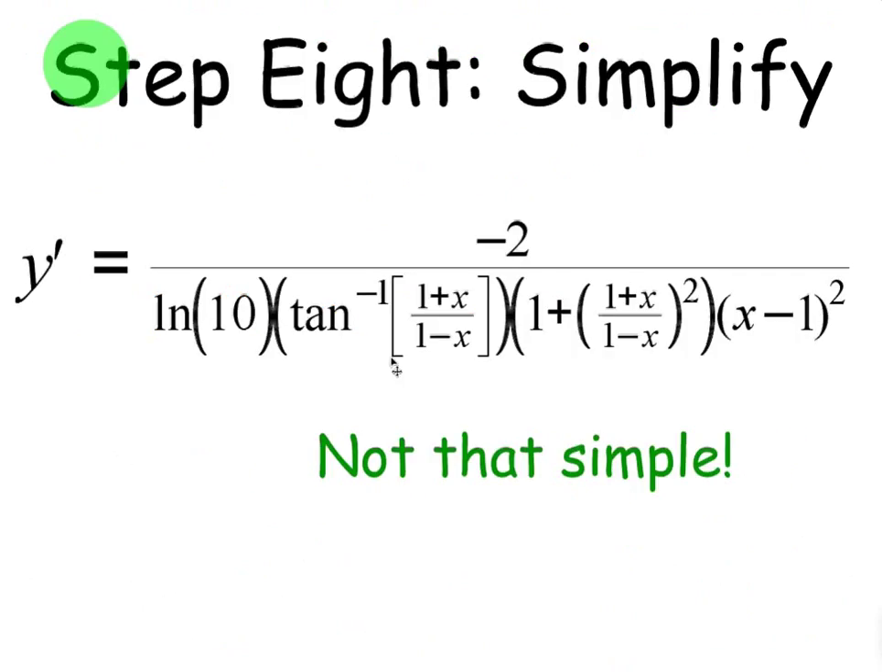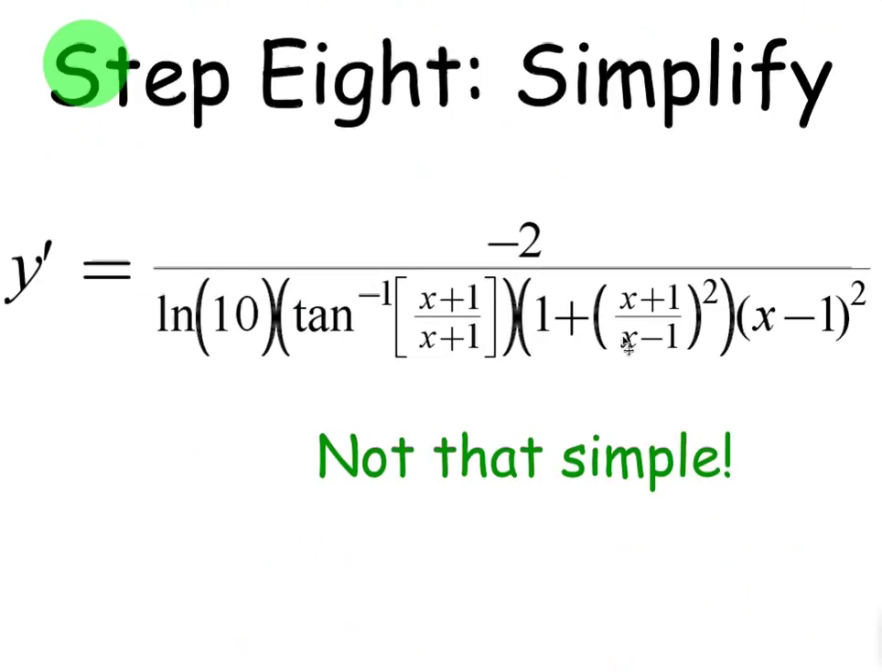So let's go ahead and do that. I'm just going to cancel this x minus 1 squared with this x minus 1 squared. No, actually, you know what? Now I see why we can't do that, because there's a 1 right here. So those won't cancel. We'll just leave it that way.